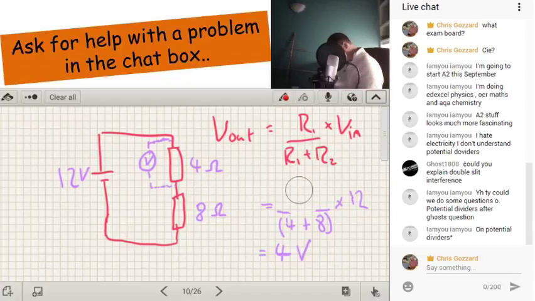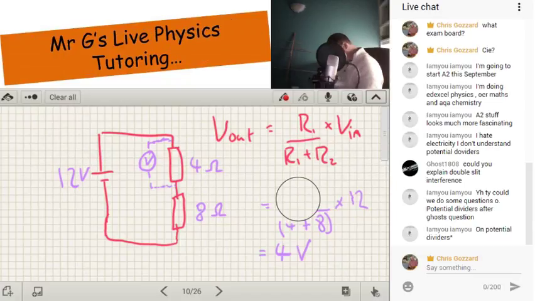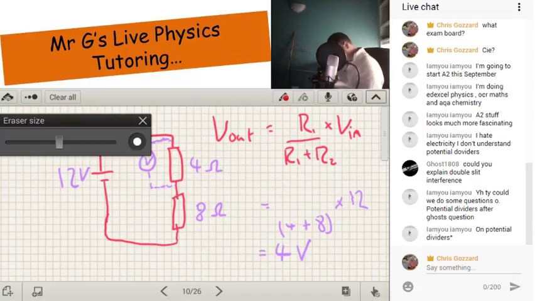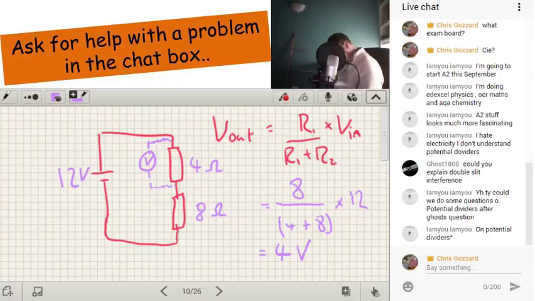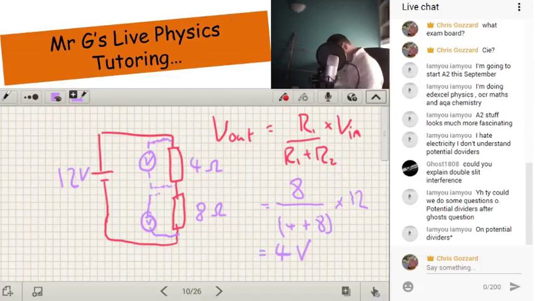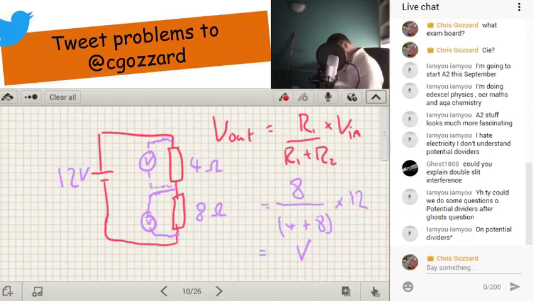why is this thing so big? It's my daughter's been playing with the tablet, that's why. Changing it all. Okay, then that would be 8 if you want to know what's the voltage here. It'll be 8 over 4 plus 8, and then times 12, which works out to be 8, like that.